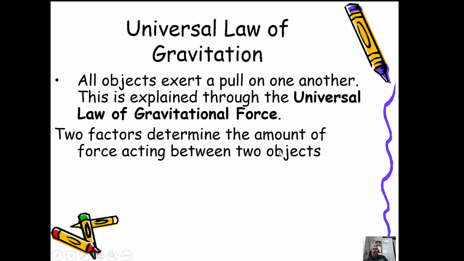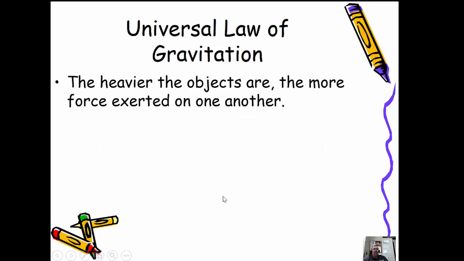There's two factors that are going to affect how much gravitational force exists between two objects. The first one's going to be mass. Heavier objects exert more attraction, exert more gravitational force. Lighter objects are going to exert less force. And the second one's going to be distance. Think of magnets. The closer two magnets are, the greater the attraction will be. But if I spread them out, if I have a greater distance, the gravitational force is going to be less between the objects.